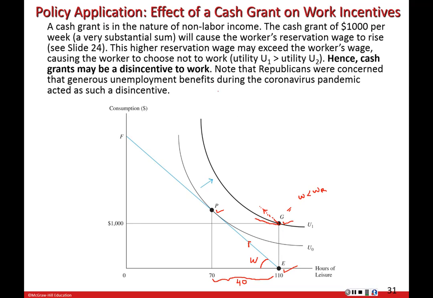Here I've made a little note. It's a note that Republicans were concerned that generous unemployment benefits during the coronavirus pandemic acted as such a disincentive. Follow me? So while the Democrats were trying to disperse cash grants to people and more generous unemployment benefits, the Republicans were always concerned that if unemployment benefits were too generous, people might just stop working, might lose the incentive to, in fact, enter the labor force.